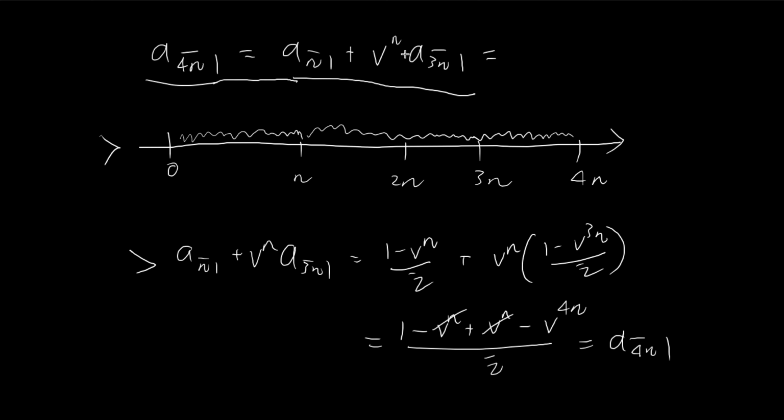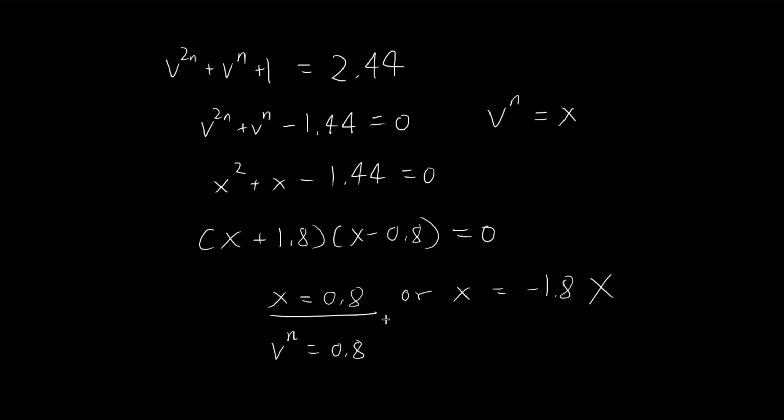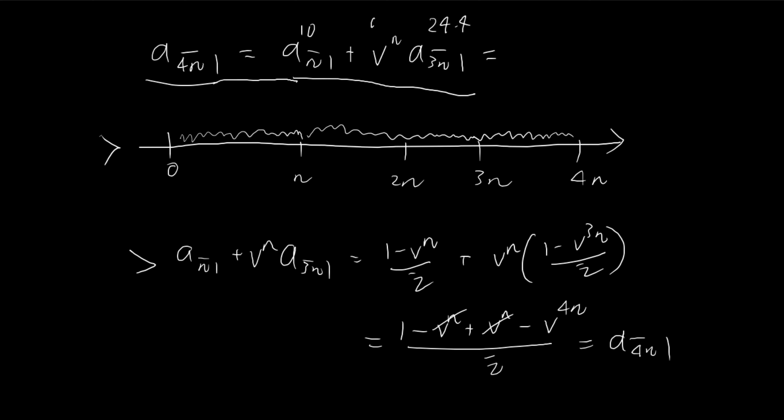Going back to the problem, we know that a_n is 10, a_3n is 24.4, and we just found that v to the power of n is equal to 0.8. Just applying this formula, using your calculator, you can calculate the final answer to be equal to 29.52.